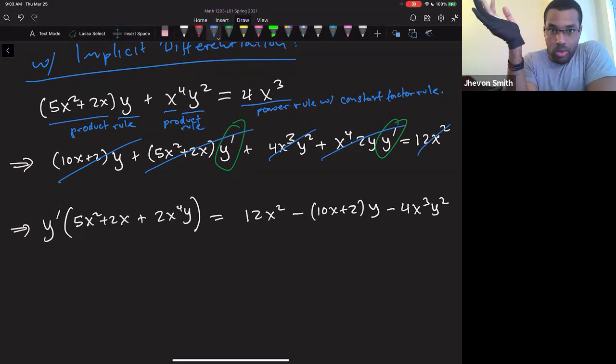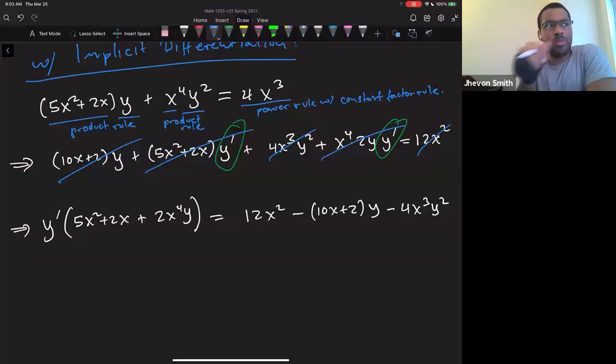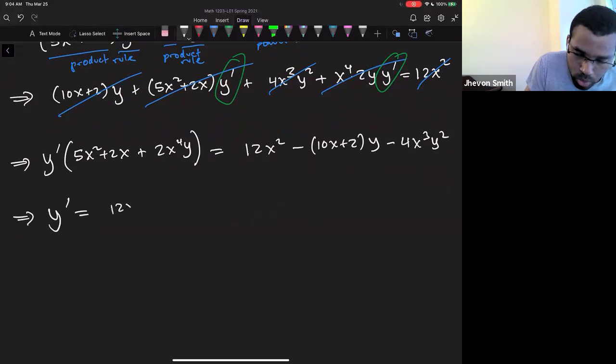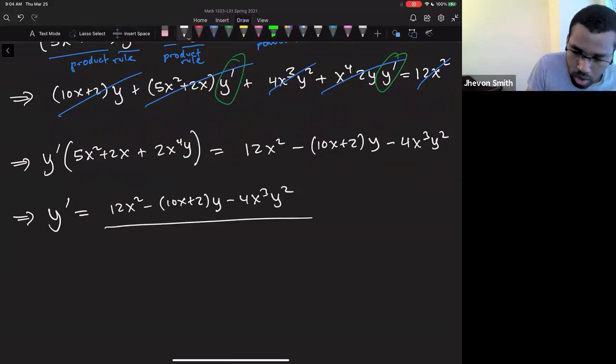Sometimes when these things get really long and I'm moving stuff, I like to strike it out to remind myself that I moved it so I don't miss anyone. It's actually very common, especially on a test when you're rushing, to miss someone that you're moving over when something is this long. So I like to strike them out as I move them so I know, okay, I already dealt with this guy. But ultimately we get here, right? And now I can just solve for y prime. So it's going to be 12x squared minus 10x plus 2y minus 4x cubed y squared all over 5x squared plus 2x plus 2x to the fourth y.